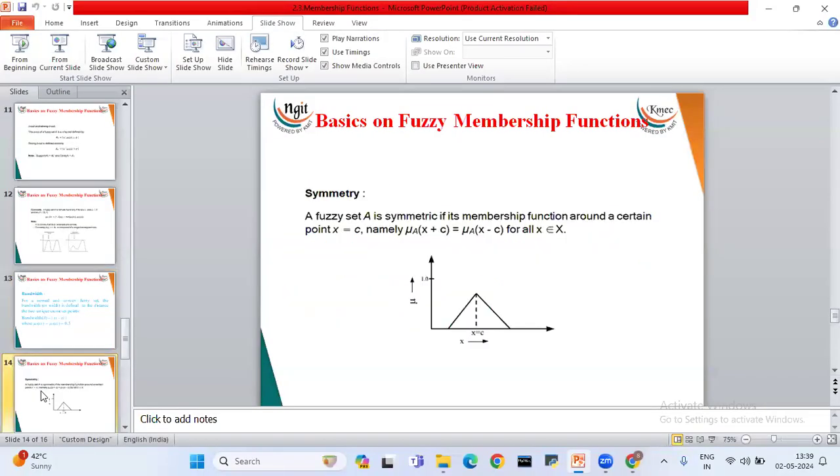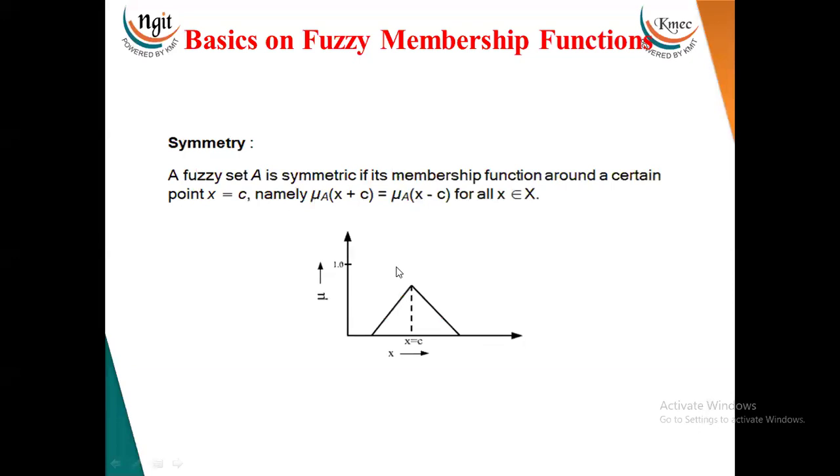Now coming to the next one, symmetry. What is meant by symmetry? It is the same thing: you are taking some point x. If you see the graph, at some point c, this equation has to be satisfied. What is that equation? Mu A of x plus c equals mu A of x minus c. This c we have to calculate, where both the values are the same. That particular value is called symmetric.